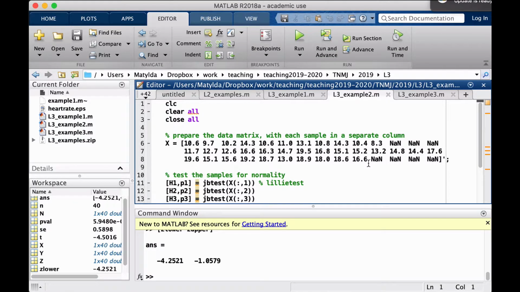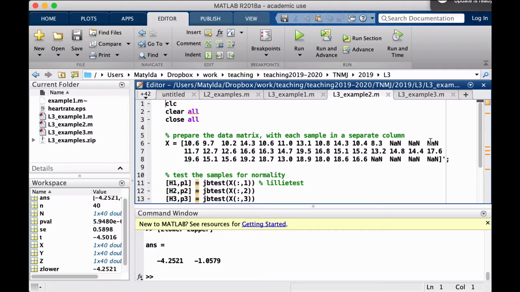And now we need to prepare the data matrix. So I have all the observations in here. For the purpose of the function which is ready in MATLAB for testing ANOVA, those observations which are missing, meaning that in some sample there are fewer than in the longest sample, we just fill them up with NaN. And MATLAB will handle it in the function.